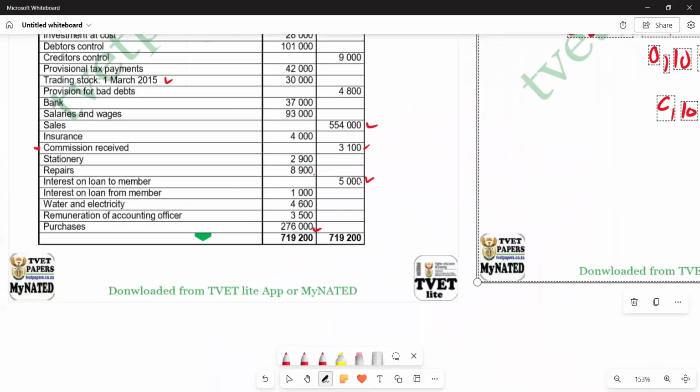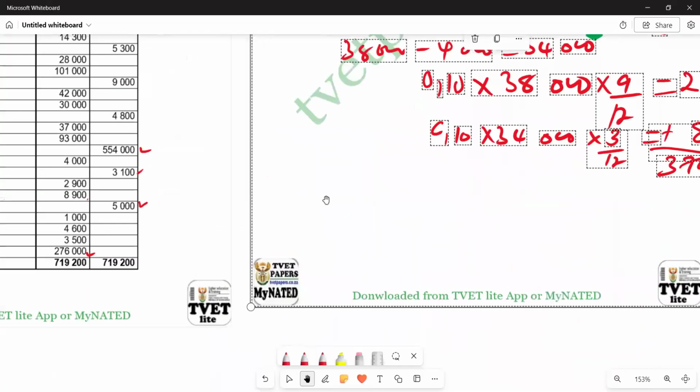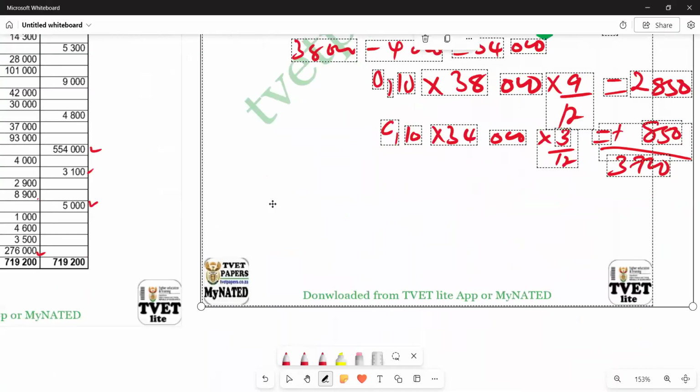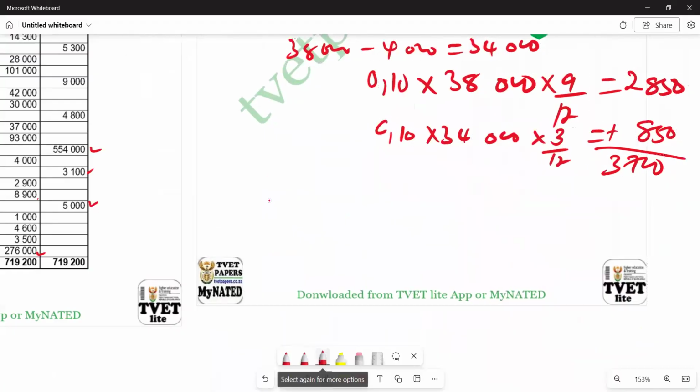Loan interest on loan to member, we've got 5,000. So we received 5,000 instead of 3,700. So we received more. So what does it mean? This is a prepayment of an income, because we received more than what was supposed to be received. So we received more by how much? We can now calculate. We are saying 5,000 minus 3,700. So we received more by 1,300.